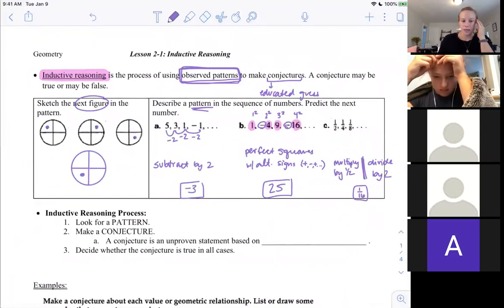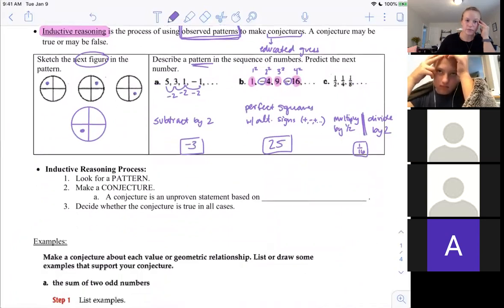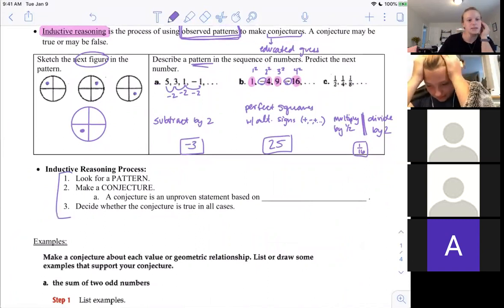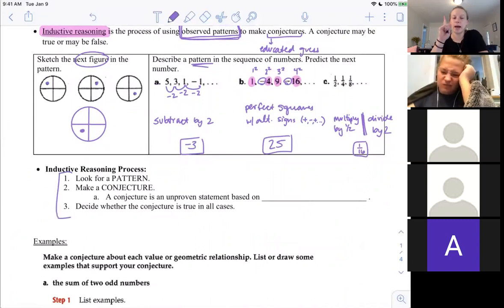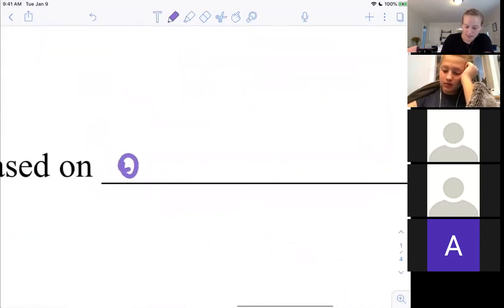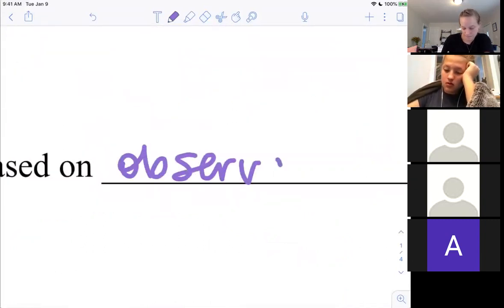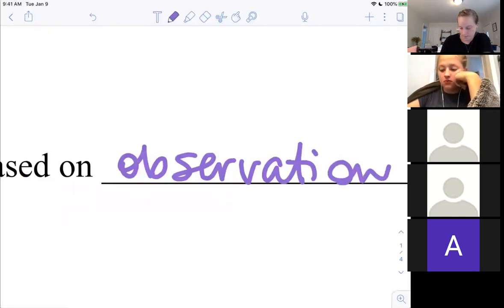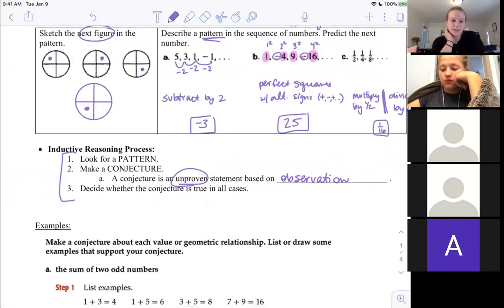All right. The next part says inductive reasoning process. So this is just kind of what you're doing. 1 through 3 is like your mental process. I'm not gonna make you list this. So first thing you do is you look for a pattern. Then we make a conjecture. Remember, that is an educated guess. It's also unproven and it's based on observation. And then we have to decide whether it's true in all cases.